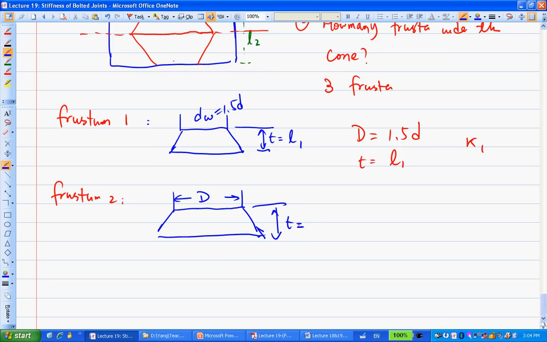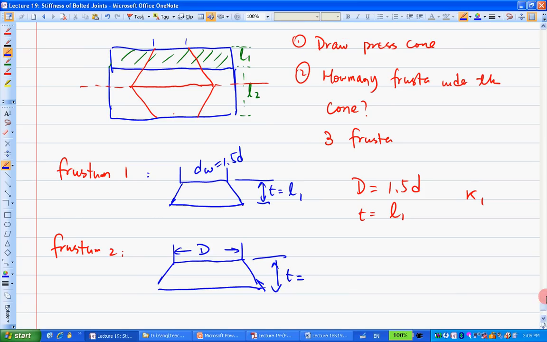Okay, so let's figure out the easy one. What's this thickness T here based on the dimension? L1 plus L2 is the total grip. But you're looking for which length? This portion here, right? So it's (L1 plus L2) divided by 2, minus L1. Exactly.